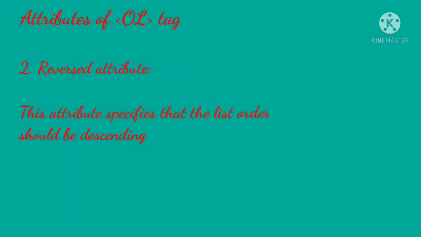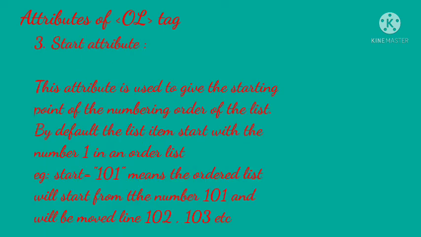Second attribute of OL tag is reversed attribute. This attribute specifies that the list order should be descending. Third attribute is start attribute. This attribute is used to give the starting point of the numbering order of the list.